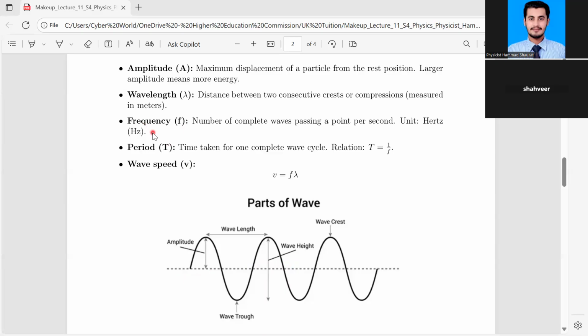Now move on to the next parameter, which is called the period, also called the time period. What is time period? Time period is basically the time taken for one complete wave cycle.